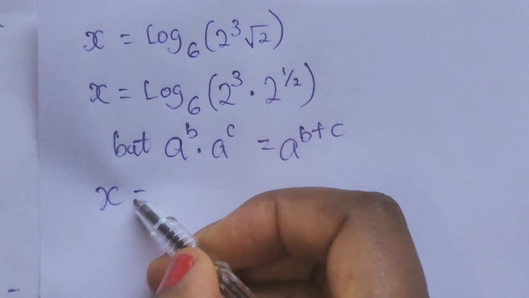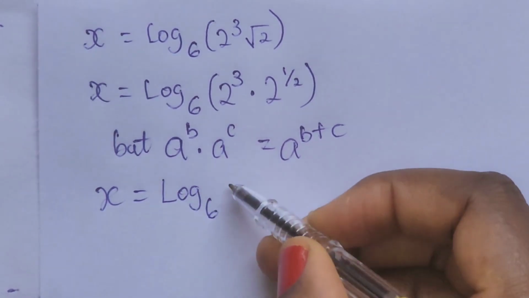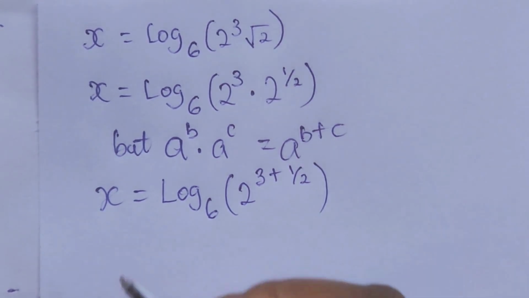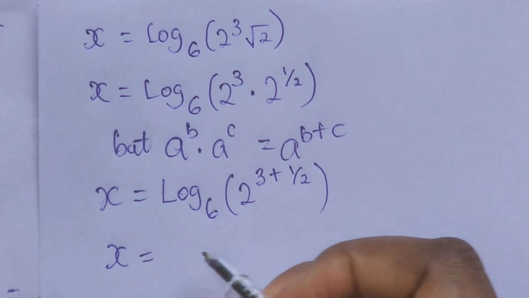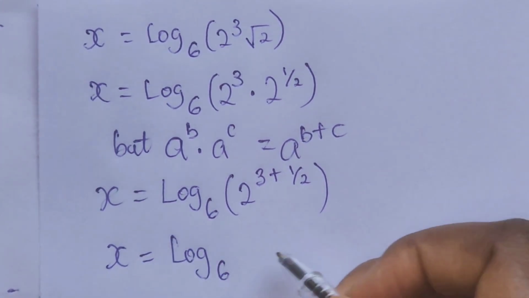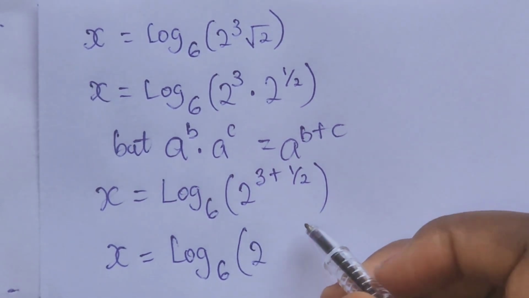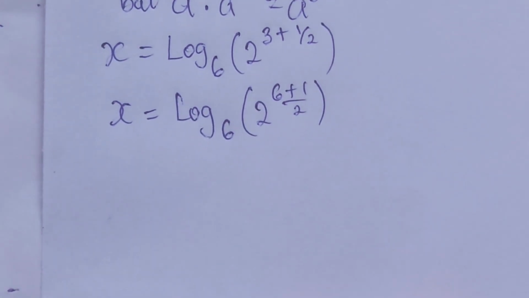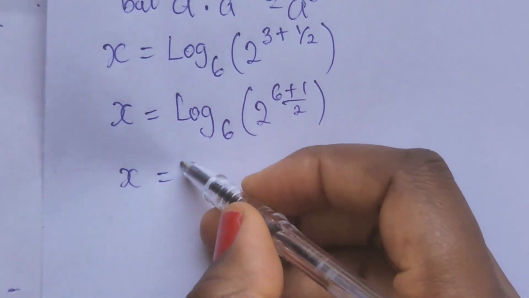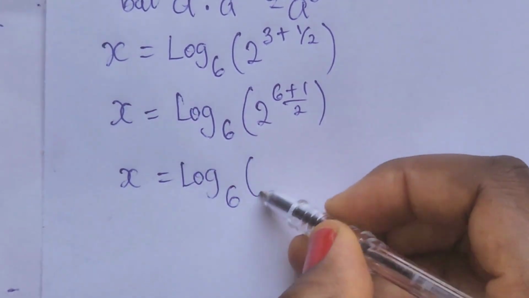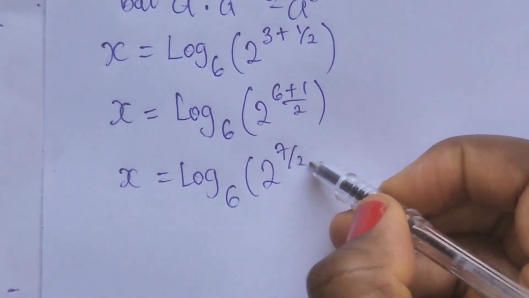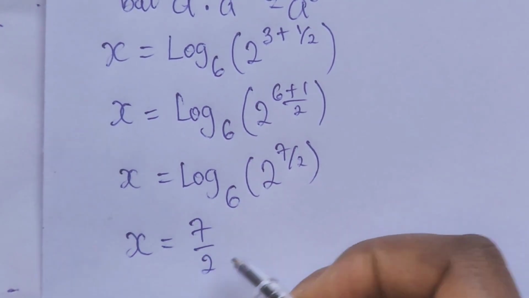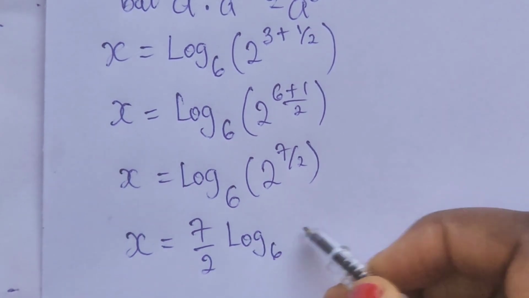So our x will be equal to log to base 6 of 2 to the power of 3 plus 1 over 2. So x is equal to log to base 6 of 2 to the power of 6 plus 1 over 2. So we have x to be equal to log to base 6 of 2 to the power of 7 over 2. So we have x to be equal to 7 over 2 times log to base 6 of 2.